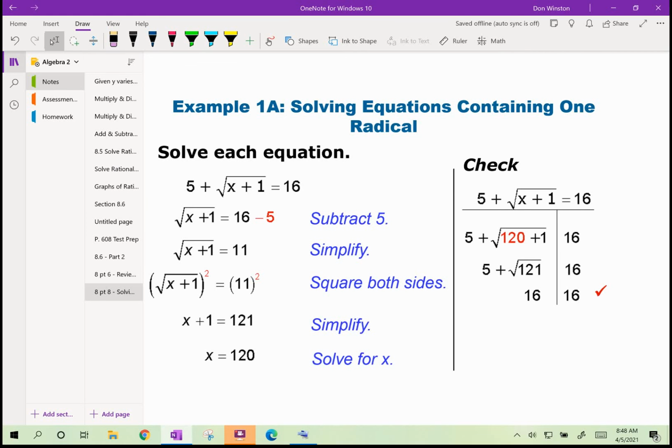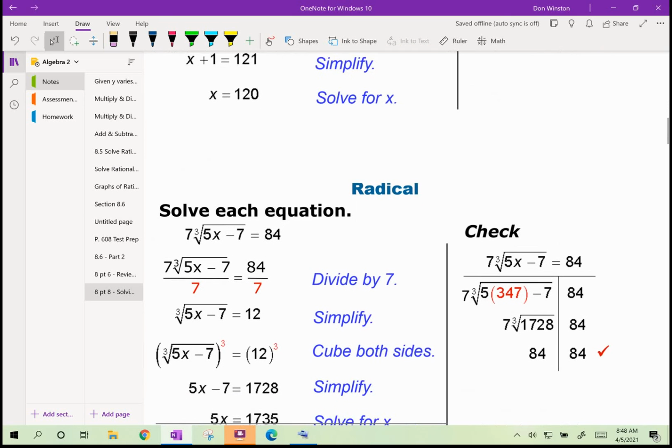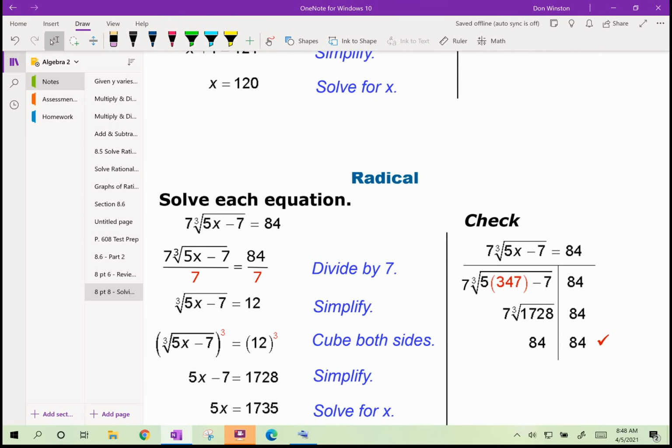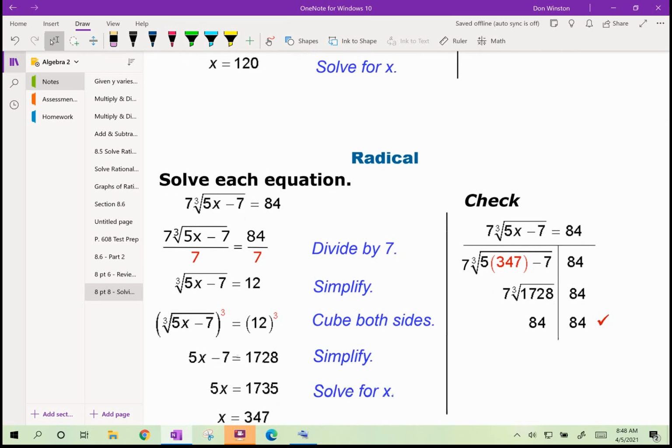Again, isolate the radical first. The next one here, I have 7 times the cube root of 5x minus 7 equals 84. I want to isolate the radical, so I divide by 7. And now I have the cube root of 5x minus 7 equals 12. And I always like to look at these in terms of rational exponents. The cube root of 5x minus 7 is the same as 5x minus 7 raised to the 1/3 equals 12. And then you want to get rid of the 1/3, so you raise everything to the 3.